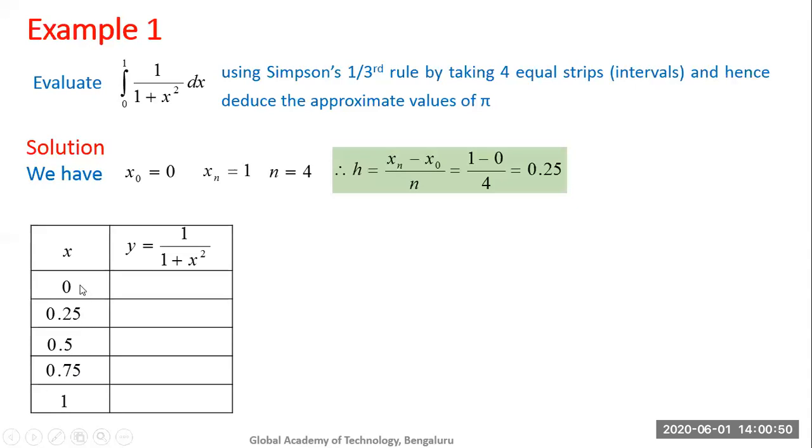Now put each of these values of x in the given function, you get the corresponding y. Put x is equal to 0, you get 1 upon 1 plus 0 square, you get 1. X is equal to 0.25, 1 upon 1 plus 0.25 square, you get it as 0.9412. Similarly, replace x by 0.5, 0.75 and 1, you get corresponding values as 0.8, 0.64 and 0.5.